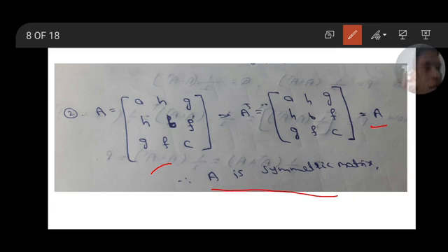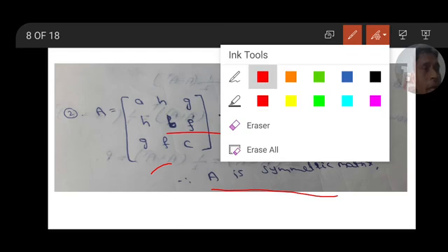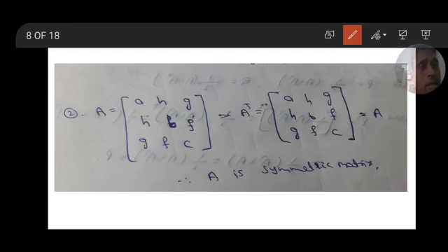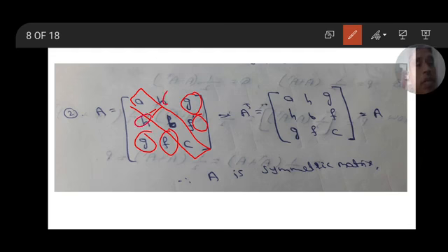And if you observe in a 2 by 2 matrix or 3 by 3 matrix, if you neglect the diagonal elements, then the opposite elements must be equal. H equals H, G equals G, F equals F. Then the matrix is a symmetric matrix.